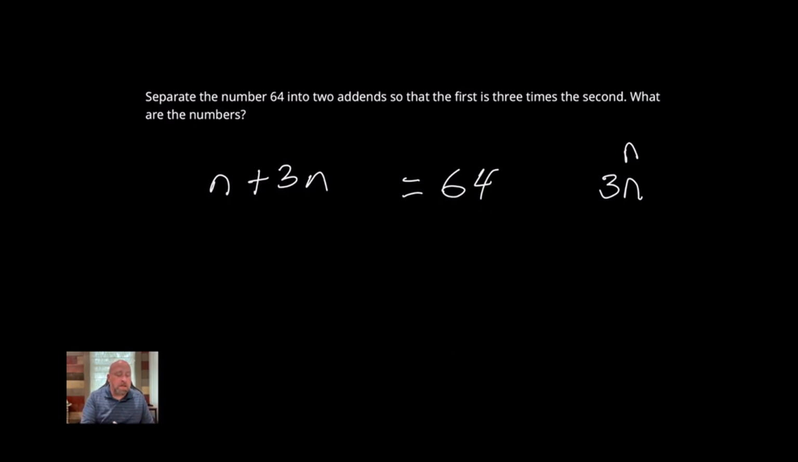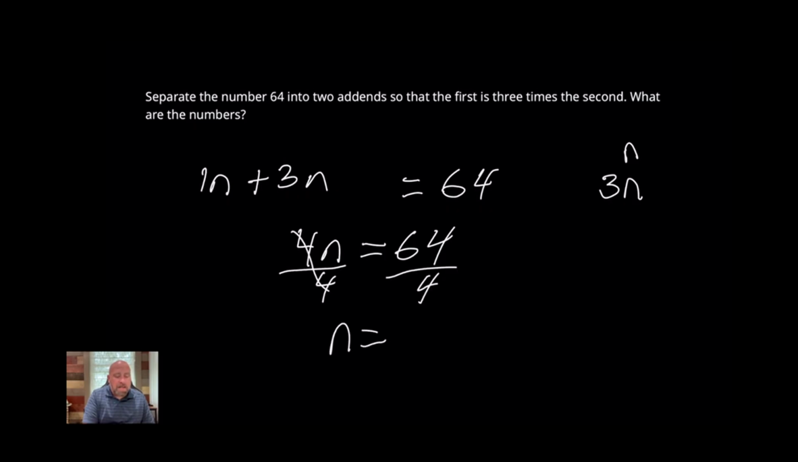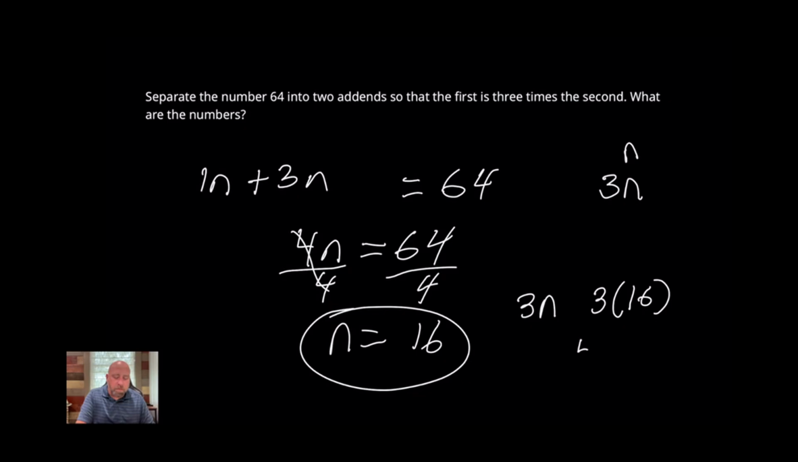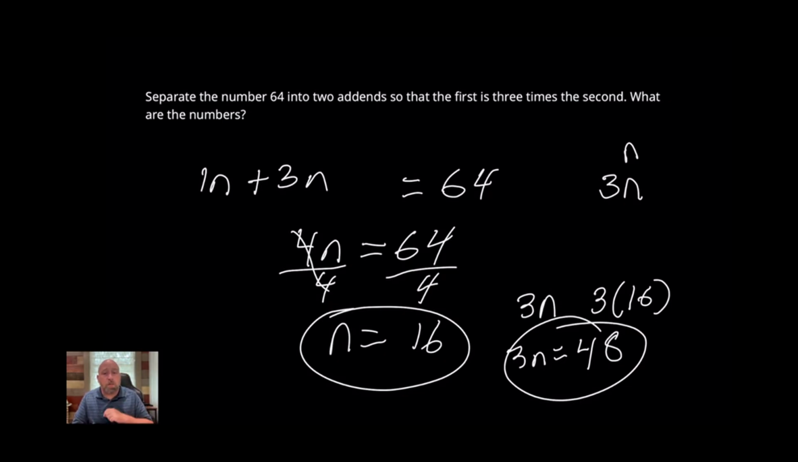Now we just start solving it. What is 1n plus 3n? Well, that's 4n equals 64. We divide both sides by 4, and we get n equals 16. Okay, so that's our one number, right? So what is our other number? So one number is 16. The other number is the 3n. And so 3 times 16 equals 48. And so the 3n is going to equal 48. Okay, so the two numbers are 16 and 48.